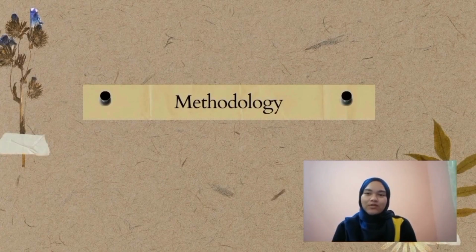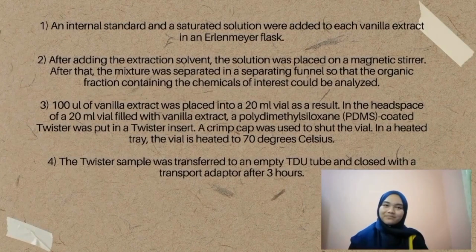Now, let's proceed with the methodology. Firstly, an internal standard and a saturated solution were added to each vanilla extract in an aluminum flask. Second, after adding the extraction solvent, the solution was placed on a magnetic stirrer. After that, the mixture was separated in a separating funnel so that the organic fraction containing the chemical of interest could be analyzed. Number 3, 100 ml of vanilla extract was placed into a 20 ml vial.